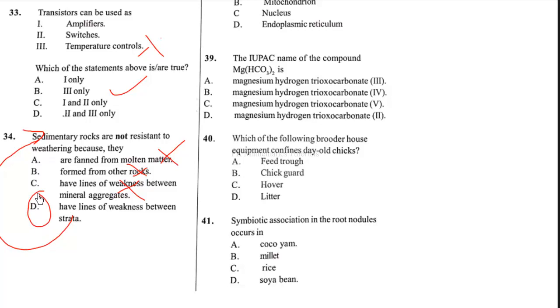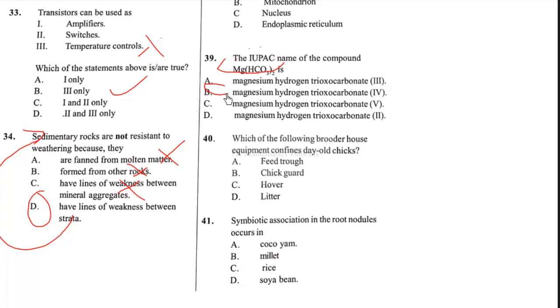The IUPAC name of this compound here is... So the IUPAC name for this compound is magnesium hydrogen trioxocarbonate(IV). So that one will be option B.